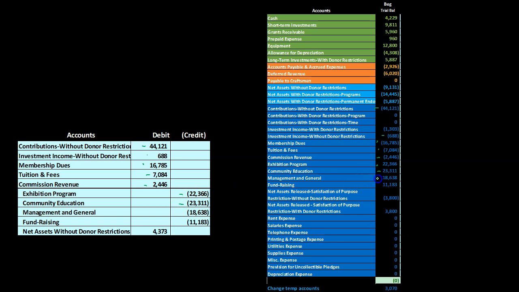Then we have the management and general. It has a debit. We're going to credit it to make it go down. Then we have the fundraising items. It's a debit. We're going to credit it to make it go down. So that's where we're going to stop with this first journal entry. Note what we're not picking up here. We haven't picked up the investment income with donor restrictions, and we haven't picked up these two items down here, the net assets, and we'll talk about those. Those are going to be something we will do in following journal entries.